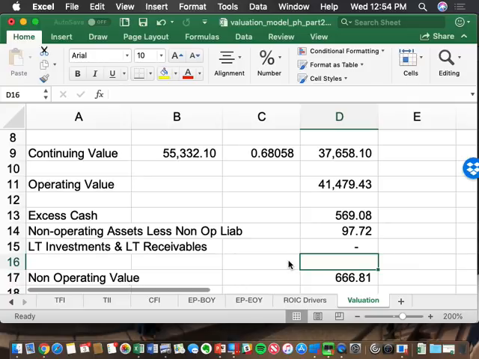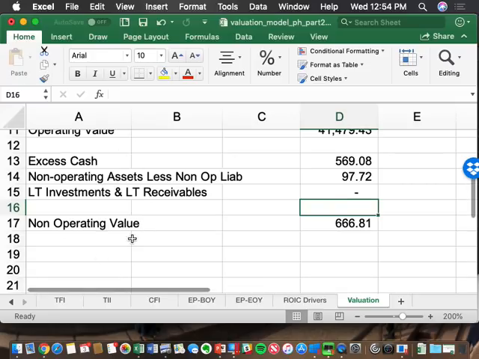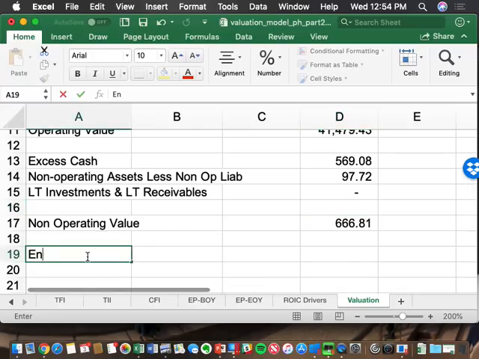Okay, all right, so here's the point. Back to Modigliani-Miller. Operating value plus non-operating value equals enterprise value.